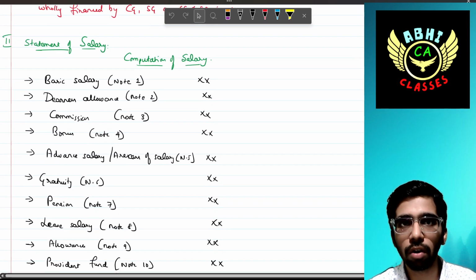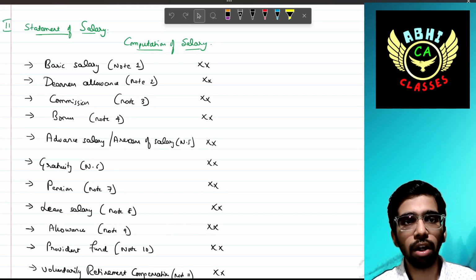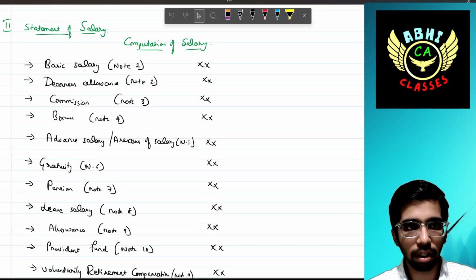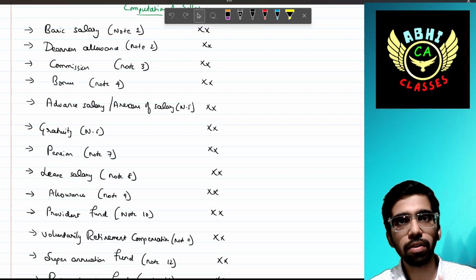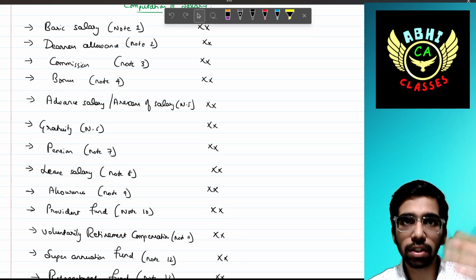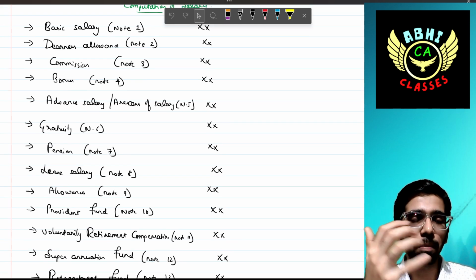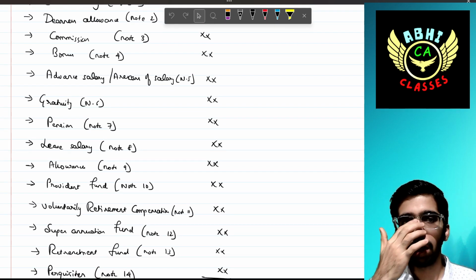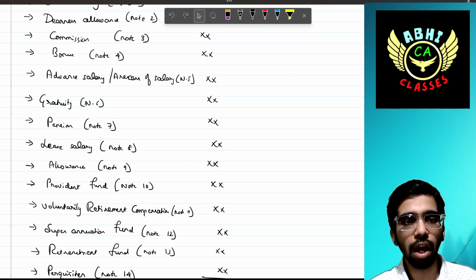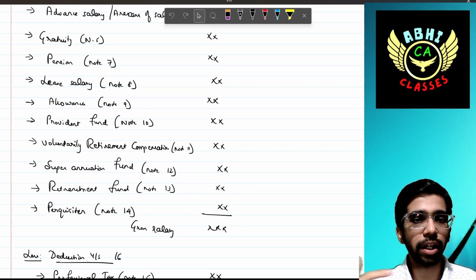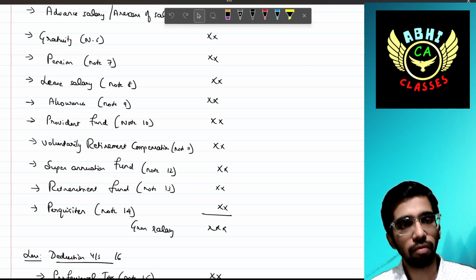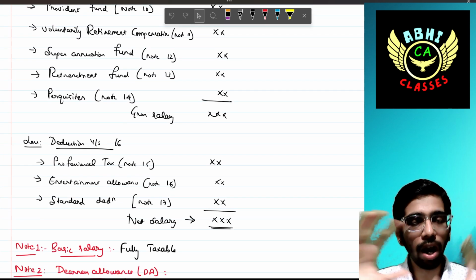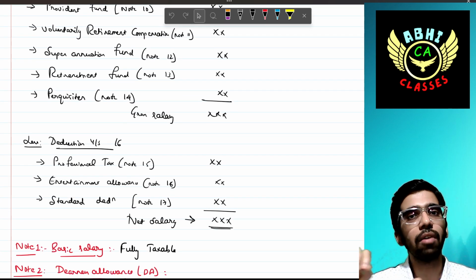Next, we will see the statement of salary. First, basic salary. I have mentioned note numbers 1, 2, 3, so we will discuss one by one. DA, commission: dearness allowance, in short DA, forms a part of your salary. Then commission, bonus, advance salary or arrears of salary, gratuity, pension, leave salary, allowances, provident fund, voluntary retirement compensation, superannuation fund, retrenchment fund, perquisites, and if you add all of these, you will arrive at gross salary.